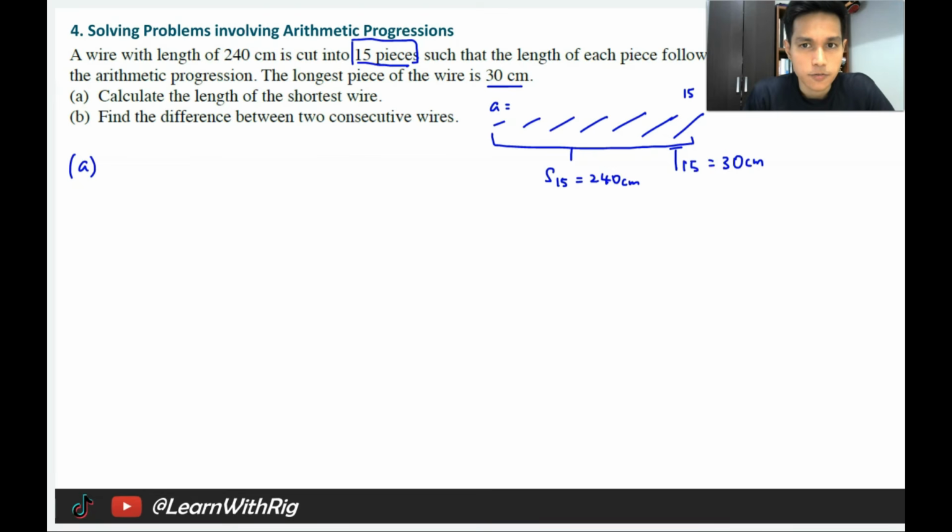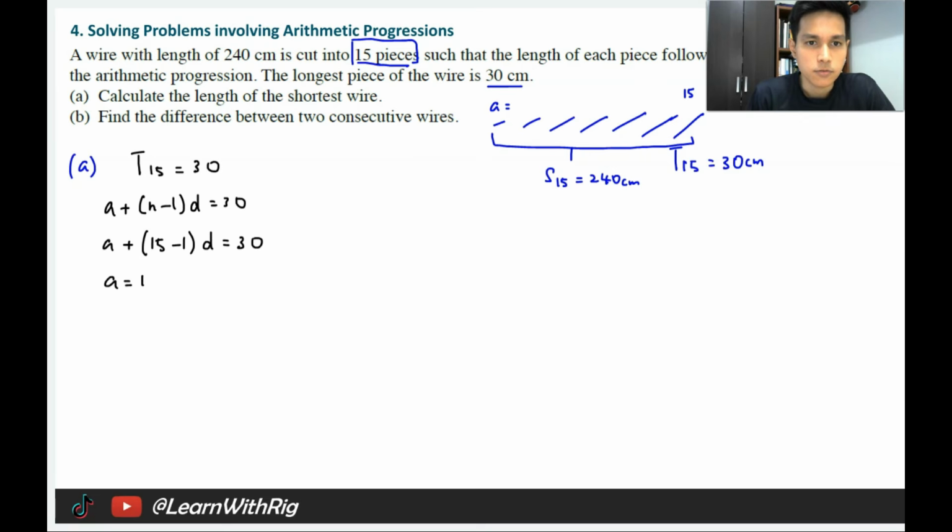Question A, the first equation, let's use T15 equals 30. What's the formula for a term? a plus (n minus 1)d equals 30. So a, you don't know what it is, but the n value you know, 15 minus 1. d you don't know as well. The answer is 30. So a plus 14d equals 30. This is your first equation, right?